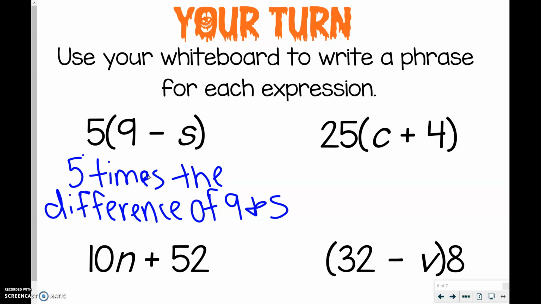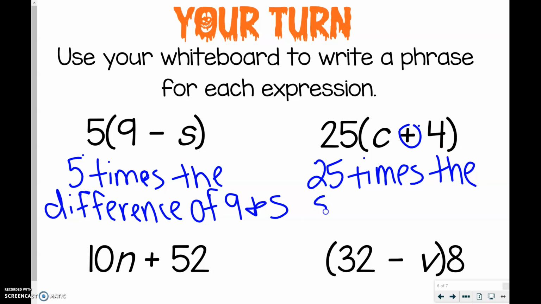Okay, if I look at the next one, that looks very similar to what we just did. The only difference is it's addition now, so I'm going to say the sum instead of the difference, but I'm going to use the same format. So it's going to be 25 times, in this case, I'm going to say the sum of C and 4. Okay, and again, you can type the word and. I'm just using my little and symbol so that way I don't have to write it out.